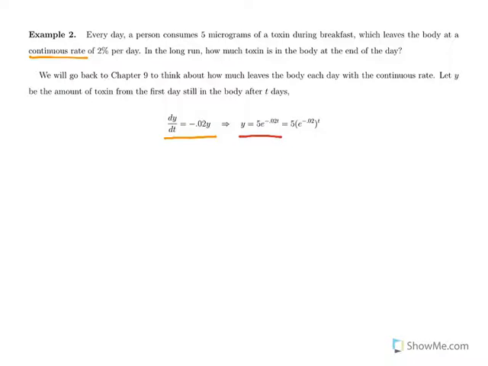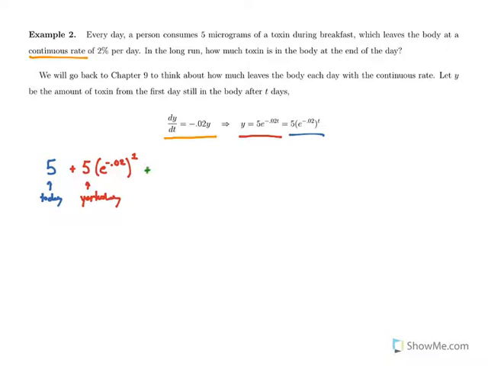And note that using some algebra, we can write this as 5 times e^(-0.02) to the t power, just using some exponent rules. So what this is saying is how much toxin is in the body at the end of the day? Well, we know that each day we're going to do this. So we have 5 from today. Yesterday, we have 5, but that decreased. We have e^(-0.02) to the first power. That was yesterday's 5 micrograms.